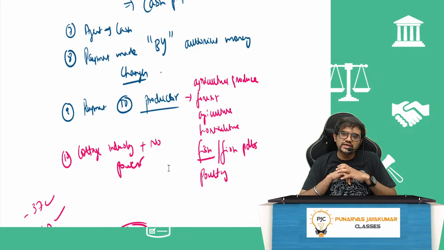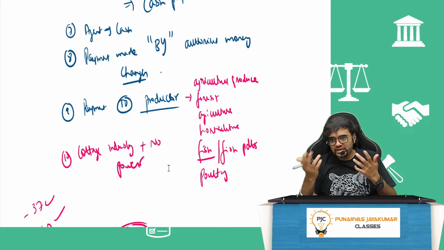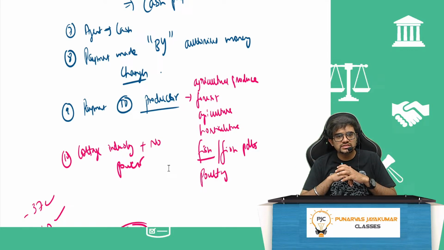Then one more case came. Similar to fish, fellows were selling prawns, crabs, and other marine animals, amphibians, frogs and all. Can I pay them more than 10,000? Yes, because fish and fish products include all aquatic animals. These are all some small points.